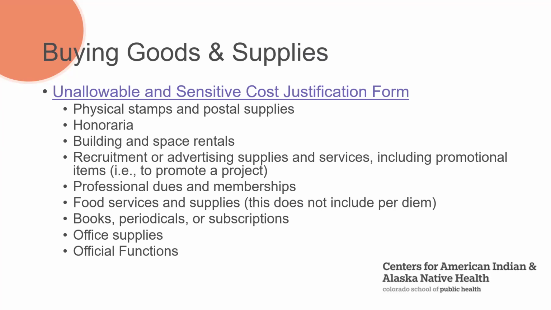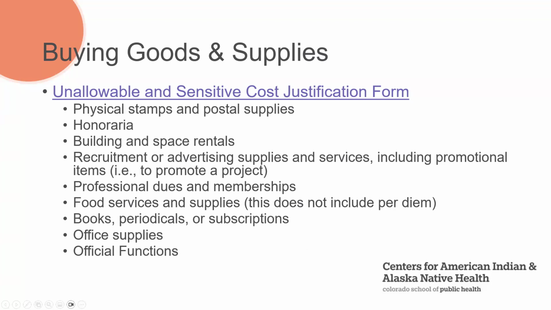And official functions are sensitive because they require food, but it does again need to be written into the budget that we're doing an official function. And for the official function, you don't need to fill out this unallowable and sensitive cost justification form. Instead, you would fill out the official function form. So that is a different process.